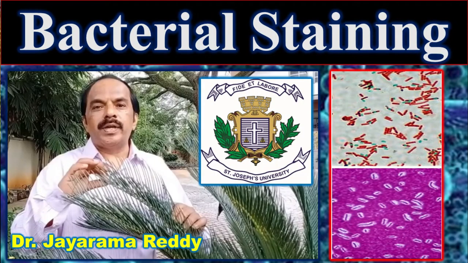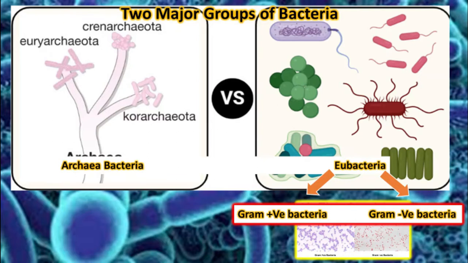Welcome back and welcome to a new video on bacterial staining. There are two major types of bacteria, and they are archaea bacteria and Eubacteria. Eubacteria are divided into two groups known as gram-positive and gram-negative bacteria. All bacteria can be stained using gram stain.